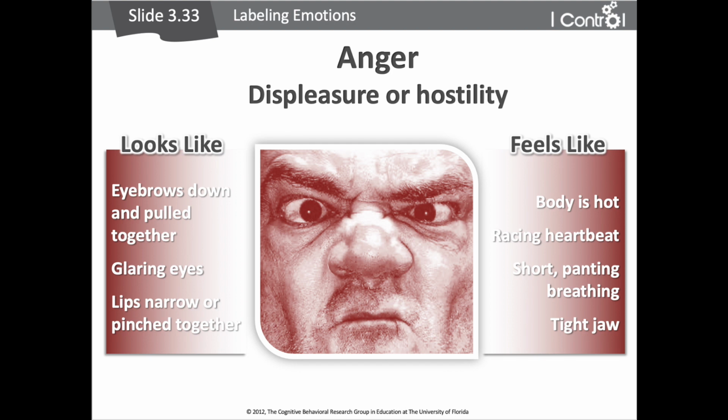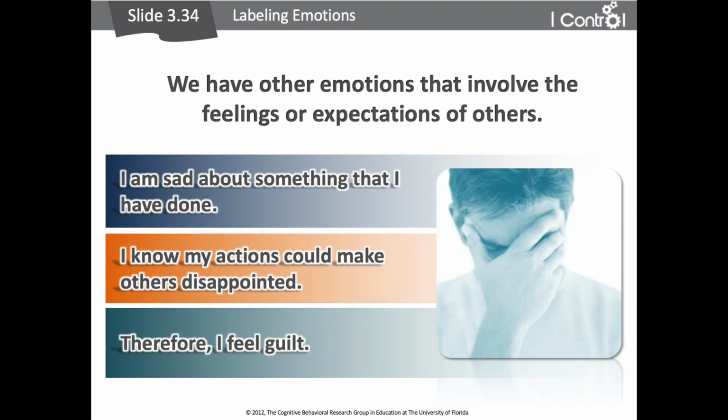If you're experiencing the emotion of anger, you are displeased with something or upset with someone. Your eyebrows usually pull down and come closer together. Your lips may narrow or pinch together, and you may glare at the person who angered you. Your body may become hot, your heart could race, you could have a hard time breathing, and your jaw may tighten.